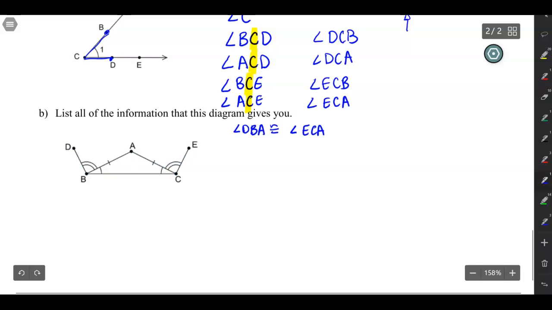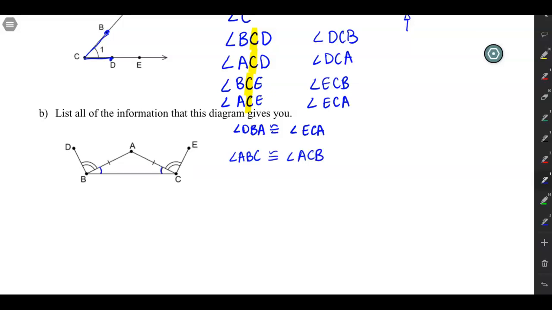So we know those 2 angles are congruent. We also know another pair of congruent angles would be angle ABC is congruent to angle ACB. So that kind of gives you these interior angles right here of the triangle. I want to talk for a second really fast about these 2 angles that are congruent. It was really important that I didn't just say angle B is congruent to angle C.